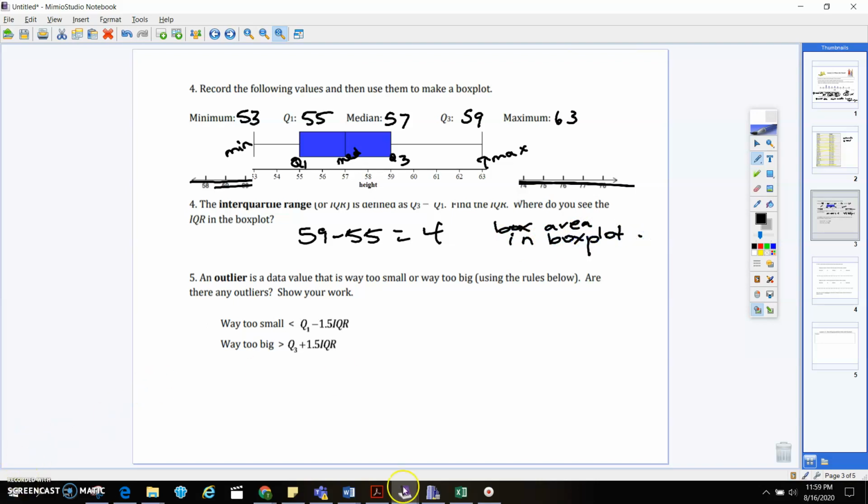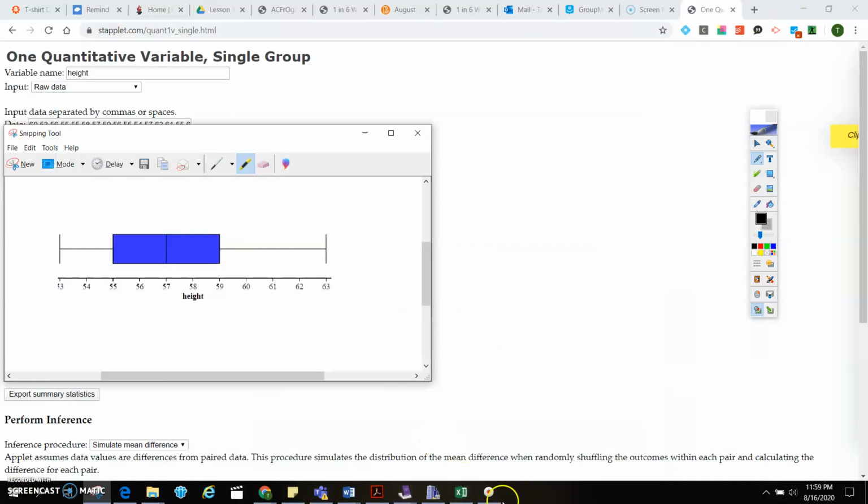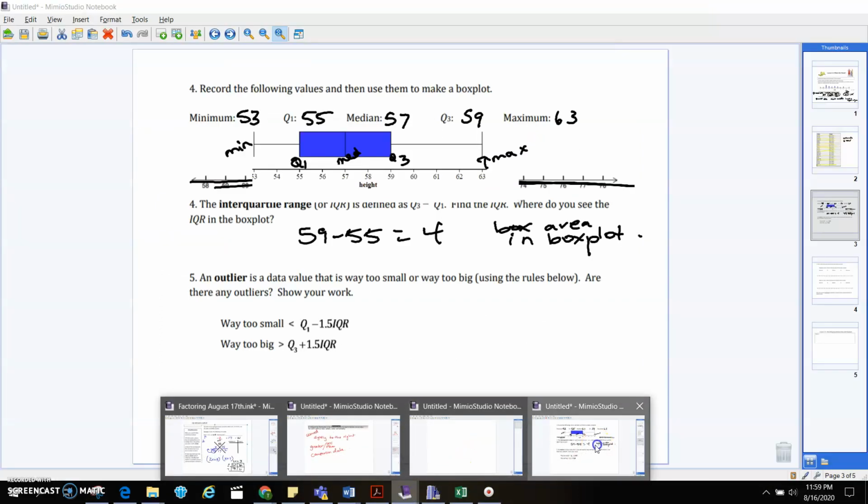Okay? I don't know if this thing is working. Two dots. There it is.